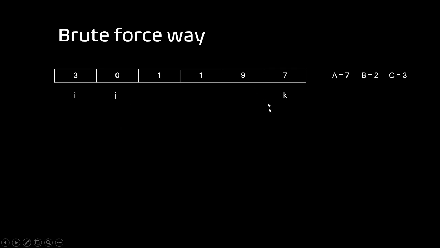So that way I think we can proceed. j will then go to the next location, and k will start from j plus 1 till the end, right? That way we can do it, but the time complexity for that solution will be O of n cube. Sure, it's very easy to code that out, and you can try it out, but what we are going to explore in this video is the optimal way.